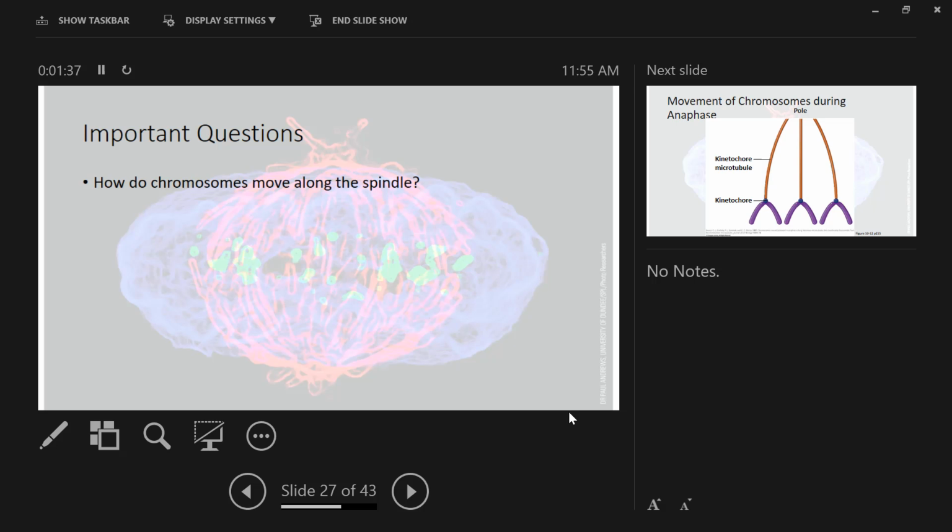Now, what's the motor protein that works with microfilaments? It's neither of these. So a microfilament, the main one is actin. And what's the motor protein? Myosin. Good. All right, so how do chromosomes move along the spindle?